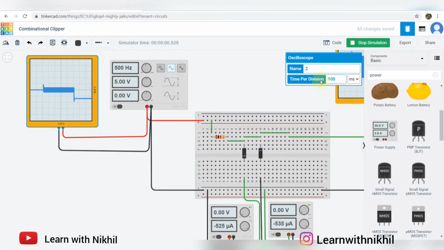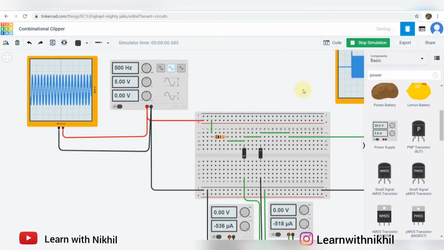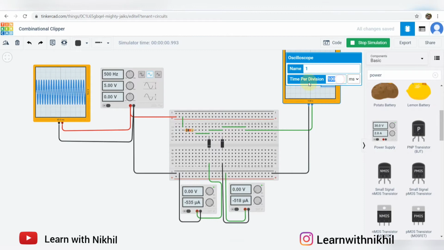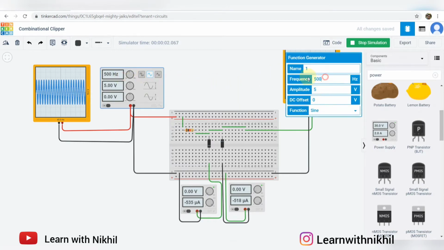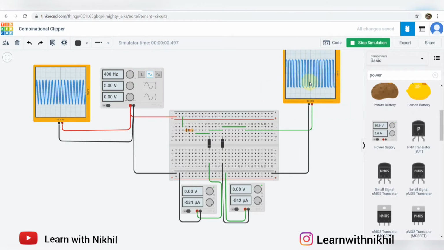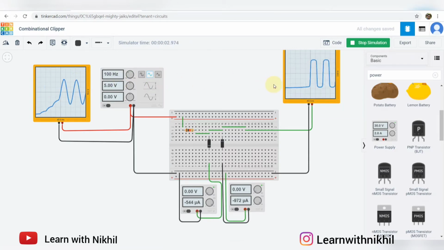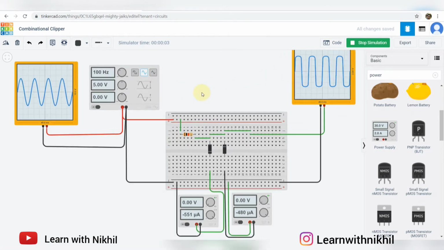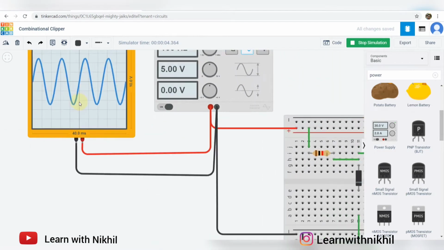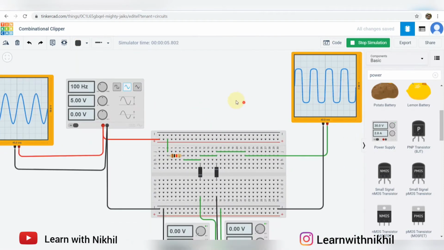The time scale just to 4 milliseconds. As you can see, as we have changed, we are getting the proper output. The more you reduce the frequency, the width will increase. I'll reduce the frequency to around 400. Let's see how the input and output are. And reduce it lower, just to 100. Okay, so now you can get the clear image. This is the input, which is sine wave, and this is the output.